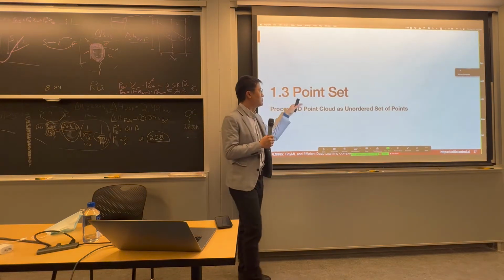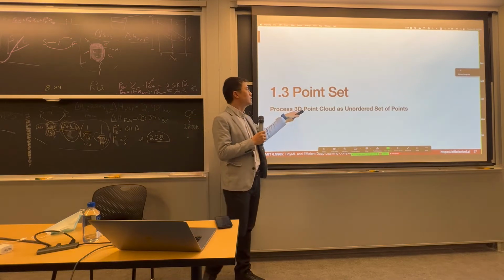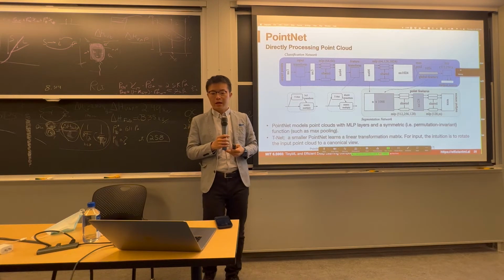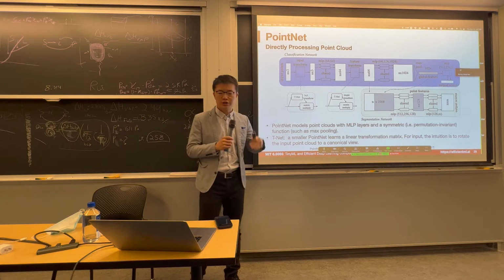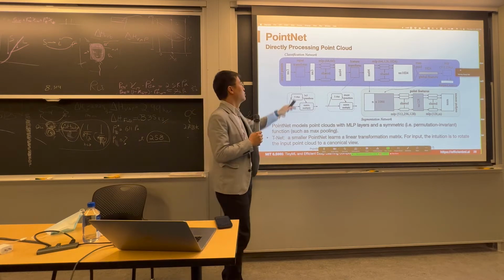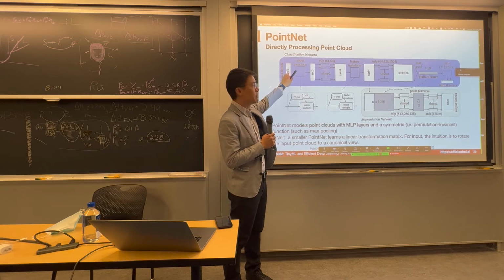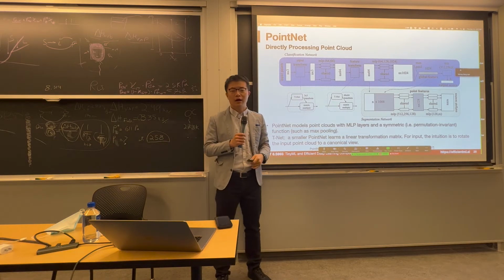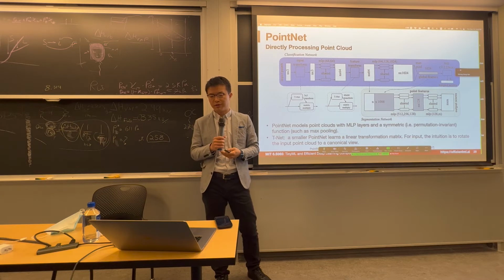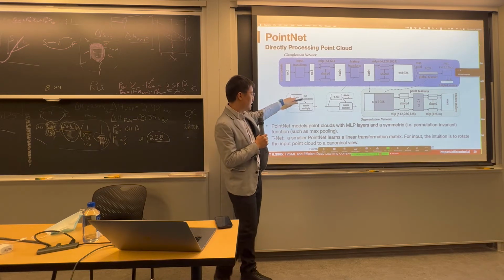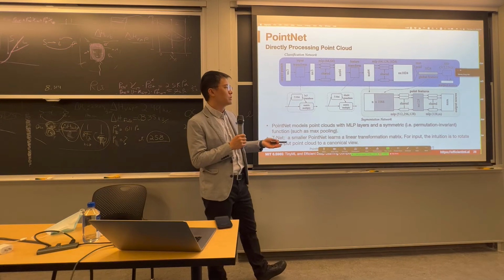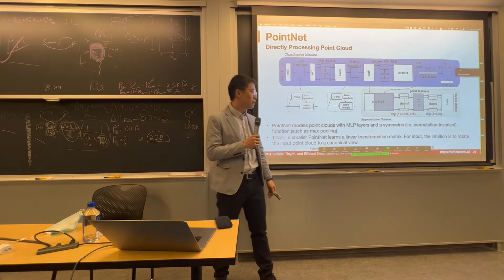Okay? That comes to the point set, which is to process the 3D point cloud as an unordered set of points. So this is the very famous work, PointNet. Just directly processing the point cloud using the MLP, the multi-layer perceptron. Okay? So the input is n points and feature dimensions, and then we just transform them using matrix multiplication. Okay? Passing it directly through many multi-layer perceptrons. Here we have a TNet, which is a smaller PointNet that learns the linear transformation matrix. And the intuition is to rotate the input point cloud to a canonical view.